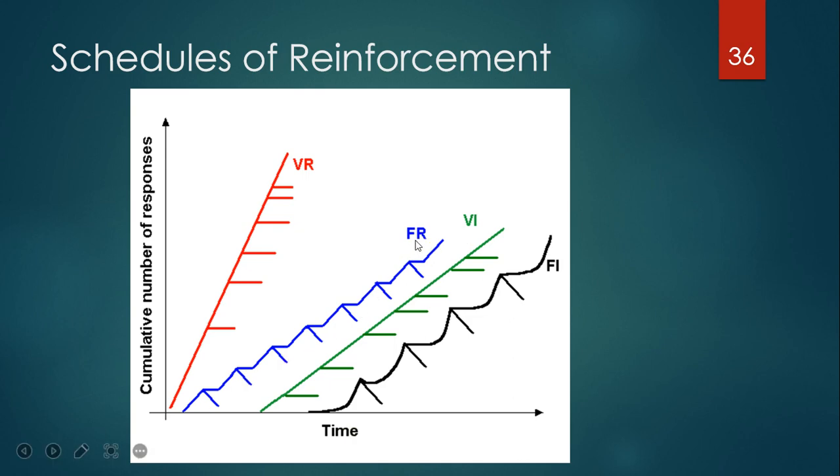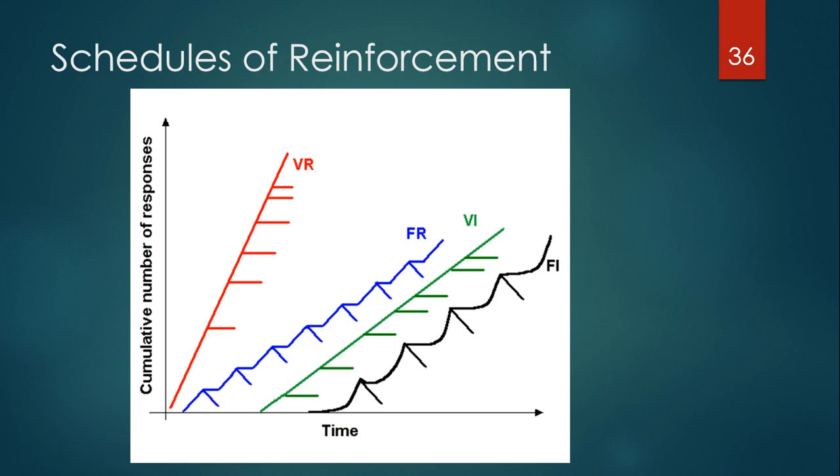Now contrast this to the blue line. This is our FR line, our fixed ratio line. And we've got a much different situation. So once again, these, well, not really horizontal, but these sort of perpendicular tick marks, that represents the organism getting a reward. And this time we've got steps going on. So what's going on here?